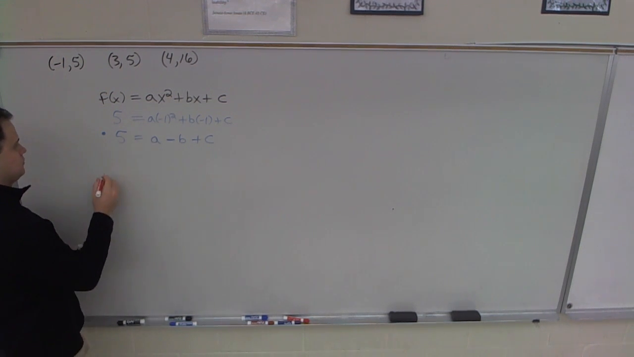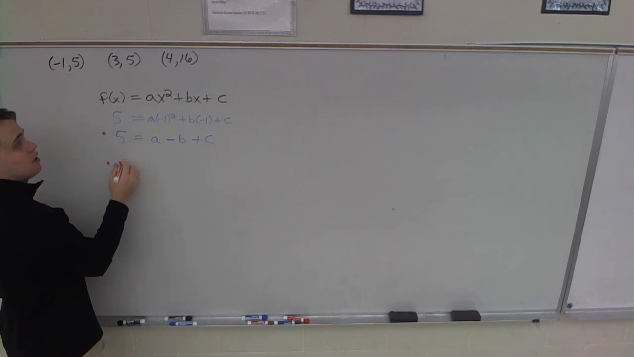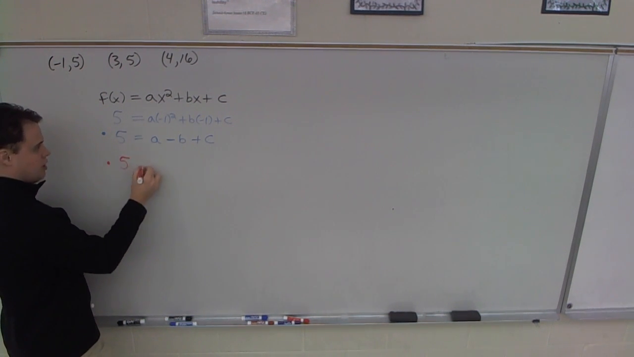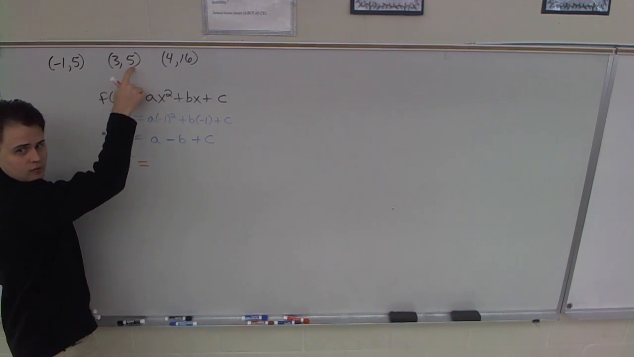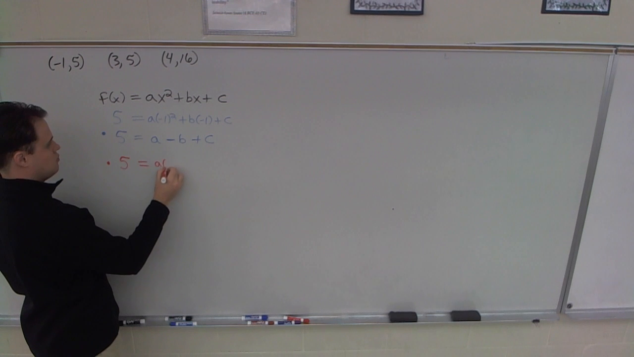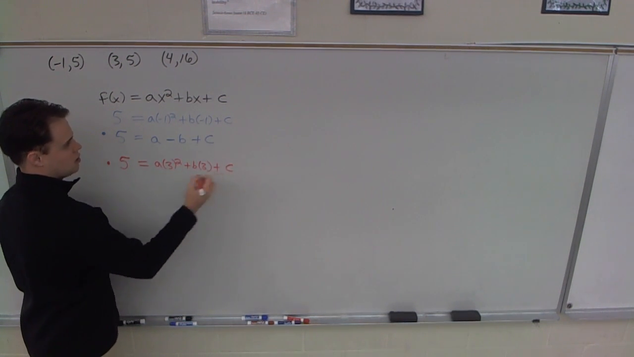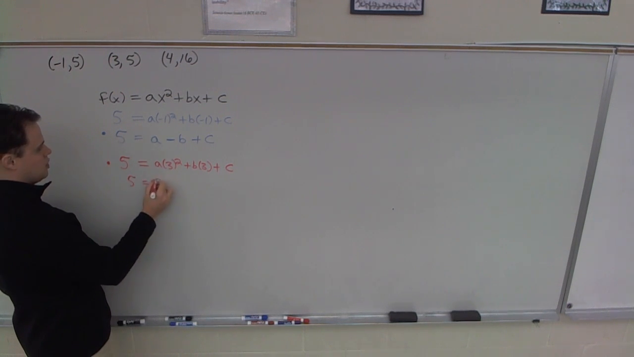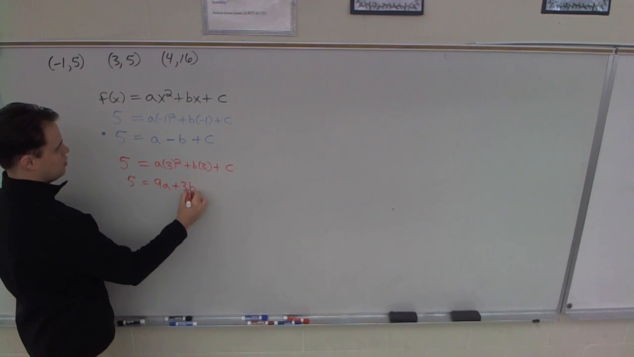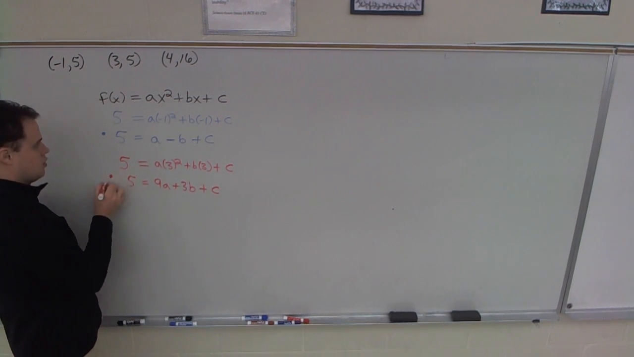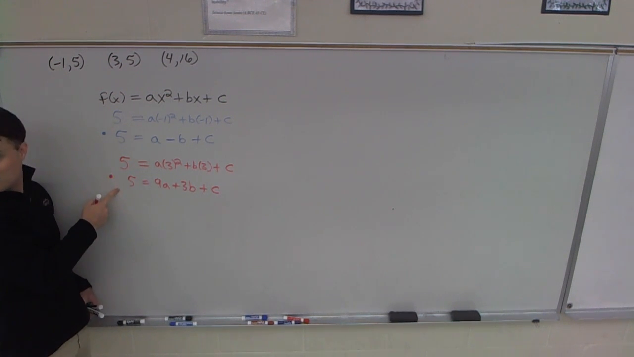Second equation comes from this point. If I plug 3 in, what will I get? 5 again. 3 in, 5 out. So I go a times 3 squared now, plus b times 3 plus c. Simplify. You get 9a plus 3b plus c. There's one equation with a, b, and c. There's another equation with a, b, and c.